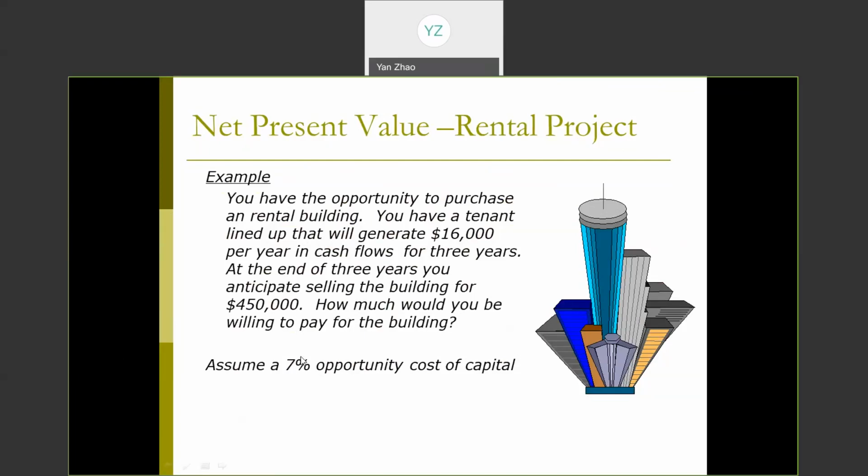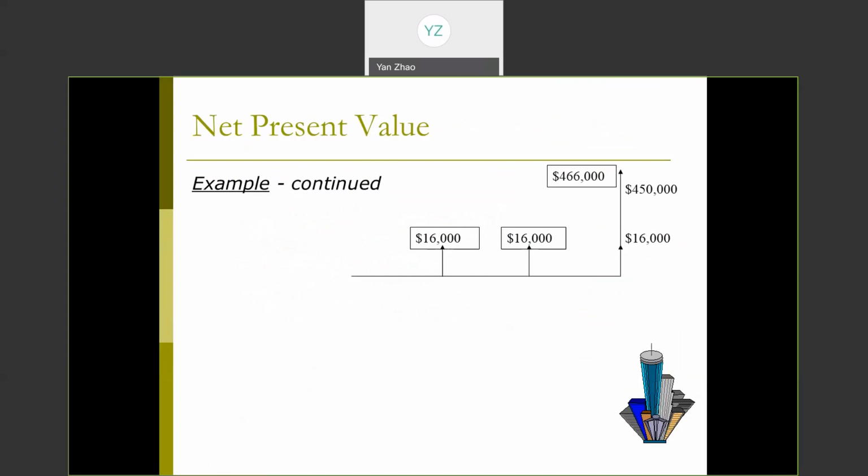Okay, now assume you have a 7% opportunity cost of capital. Well, what is the maximum amount of money you are willing to pay for it? Well, first of all, we have to estimate all the future cash flows.